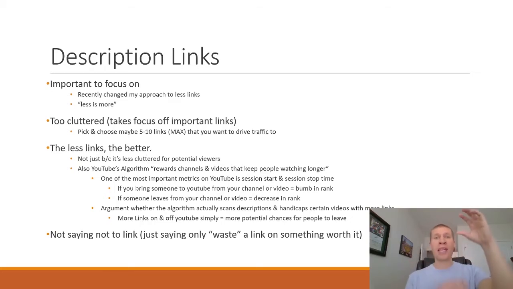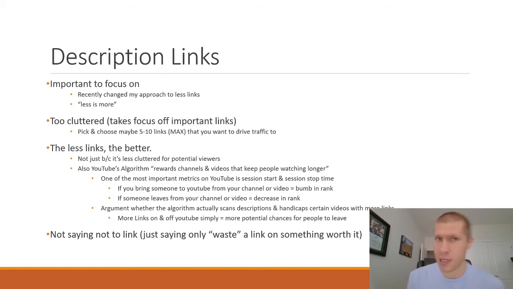Because if you start adding other links, you might think that they're relevant, but it takes the other potential chance that people are going to click the links that you want clicked because there's so many more opportunities to click a link in there, right? So pick and choose 5 to 10 max, potentially good links that you want in there. Less is more. Now, it does matter for the algorithm as well, right? The less links, the better.